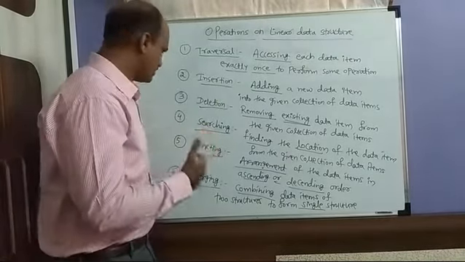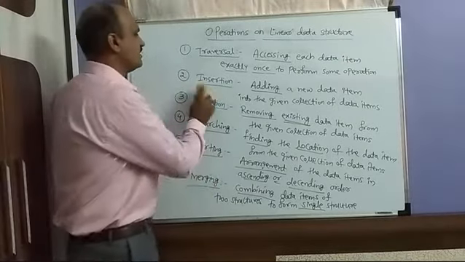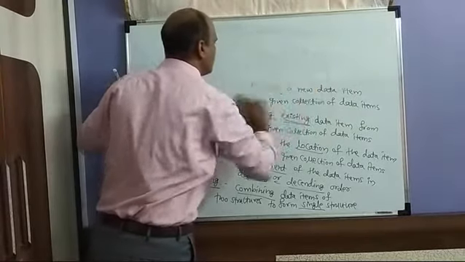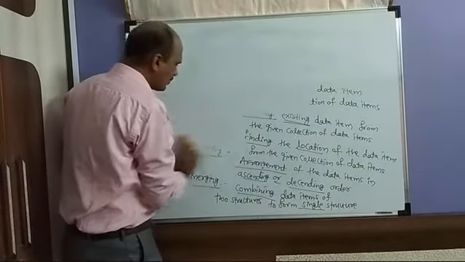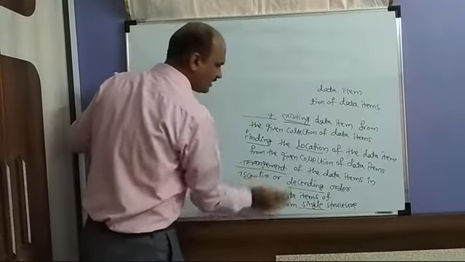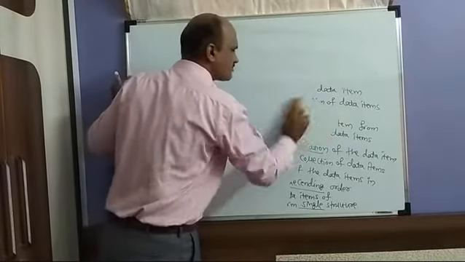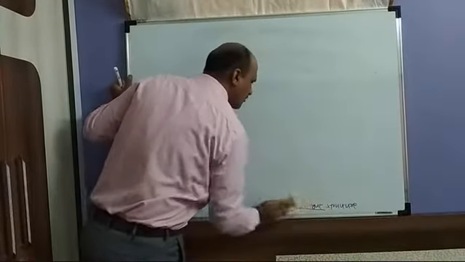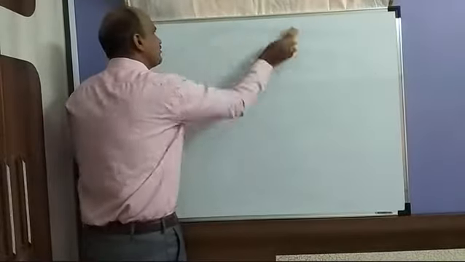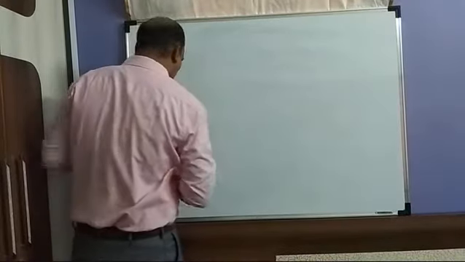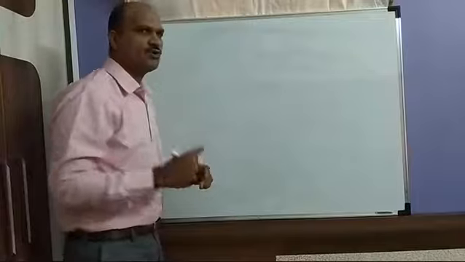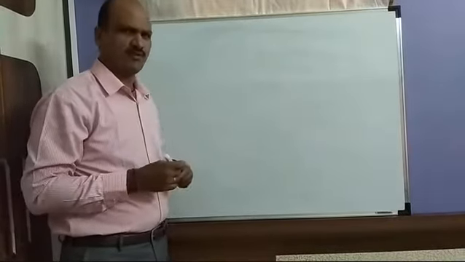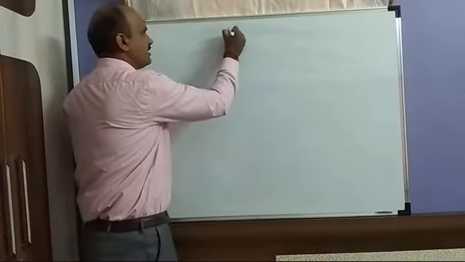Now, as I told you earlier, when you go to the next one, non-primitive data structures, the first one is arrays. In arrays there are three different types, as I told you: one-dimensional, two-dimensional and multi-dimensional. Today we will discuss only some points of arrays. In the next video we will see two-dimensional arrays and the operations. First we will go to arrays.